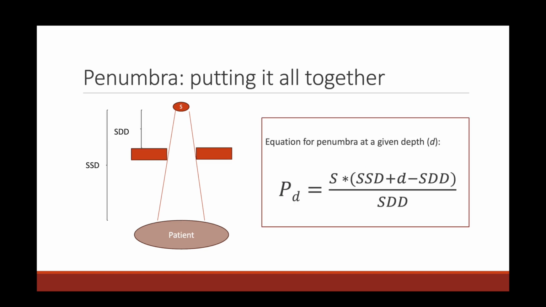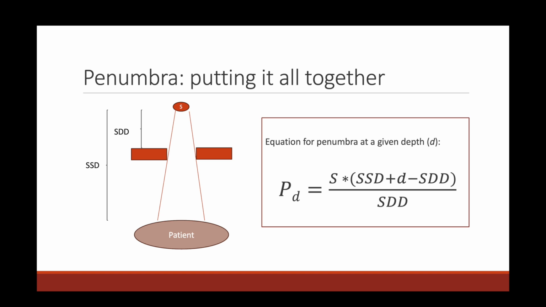So putting it all together, we have our source size, our source to surface distance, and our source to diaphragm distance. As our source size and our source to surface distance increase, our penumbra increases. On the other hand, as our source to diaphragm distance increases, our penumbra gets smaller. And so there's an equation for the geometric penumbra at a given depth d, and the equation is the source size s times the quantity SSD plus the depth d minus SDD, all divided by SDD.